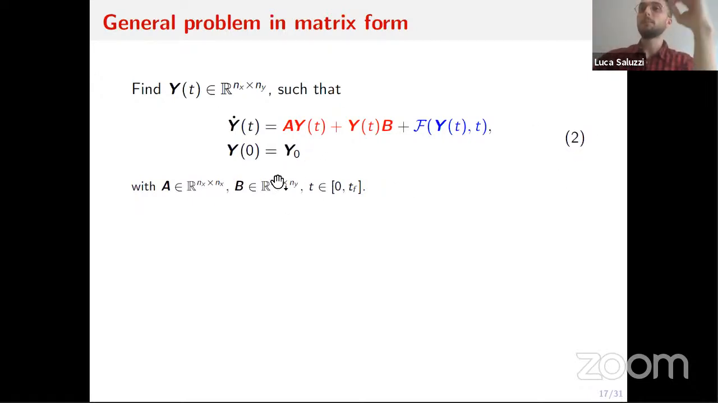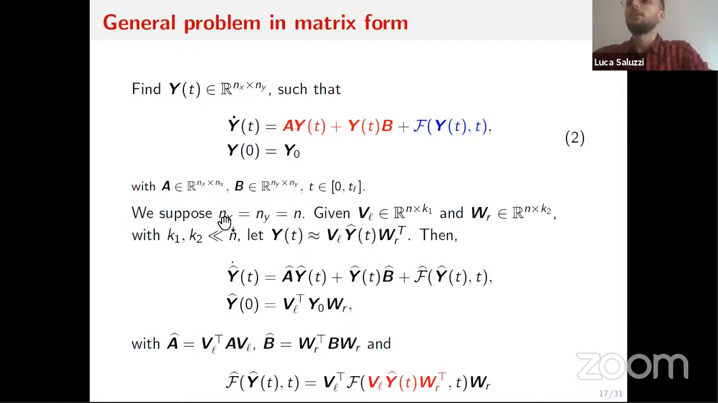Given this matrix ODE, what we want to do, first of all, we say for simplicity that nx and ny are the same. Then we want to compute two bases, W left and W right, with second dimensions K1 and K2, which are much smaller than n. And we want this ansatz: we substitute Y with Y hat multiplying the basis W left and W right on the left and the right. So Y hat lives in K1 times K2, which hopefully will be much smaller than n.